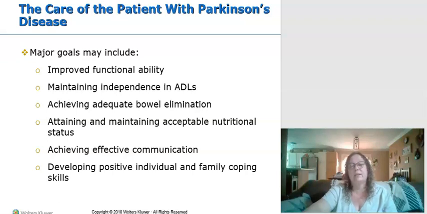The goals could include improved functional ability, maintaining independence in ADLs, achieving adequate bowel and bladder elimination, attaining and maintaining acceptable nutrition, communicating effectively, and developing positive coping skills.